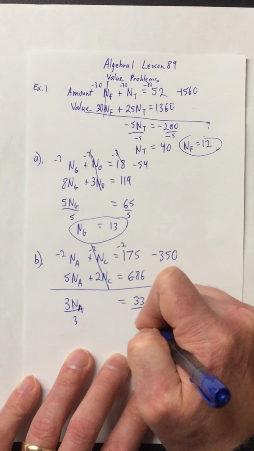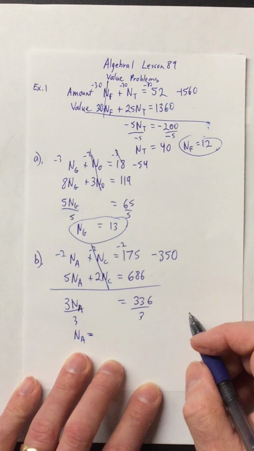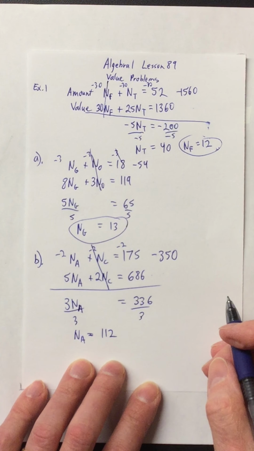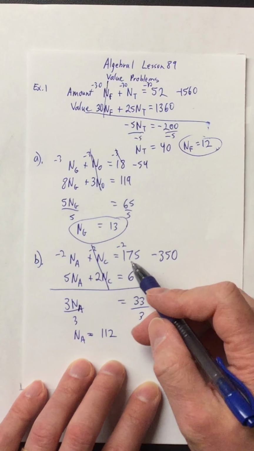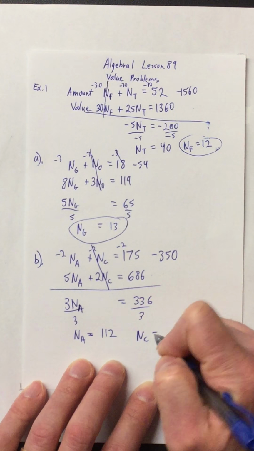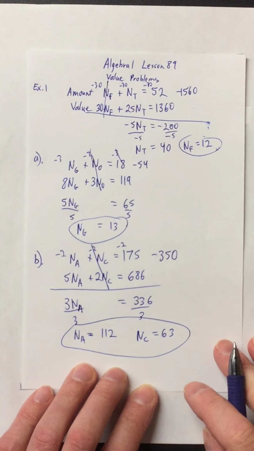Divide both sides by 3 to get number of adult tickets by itself. And so I divide in there. Looks like I get 112 adult tickets. So I subtract 112 from 175, and looks like there were 63 children tickets for kids at the game.